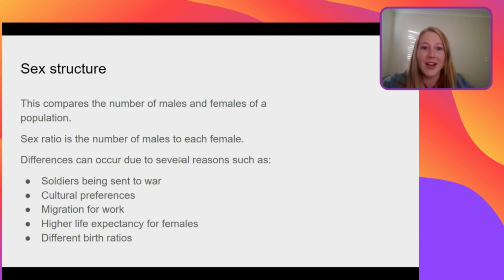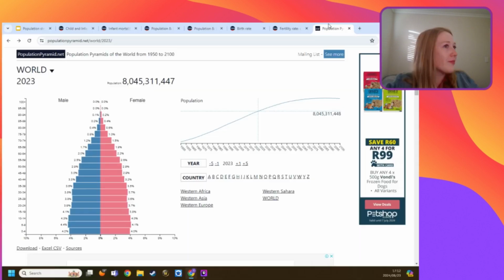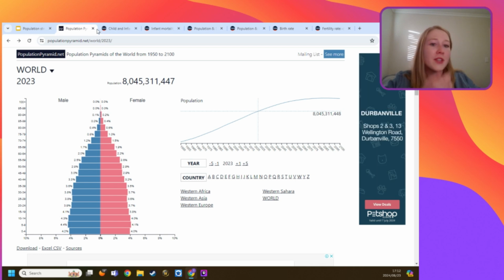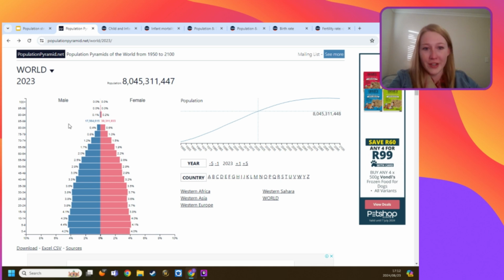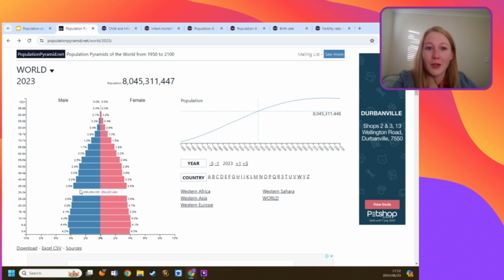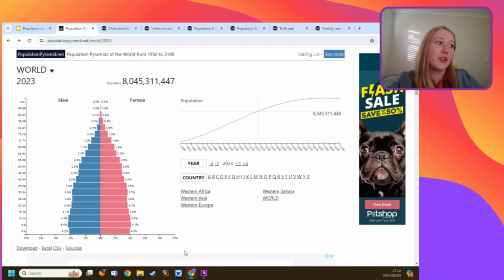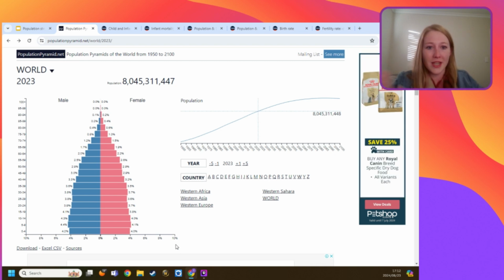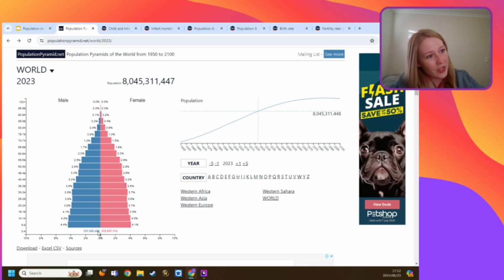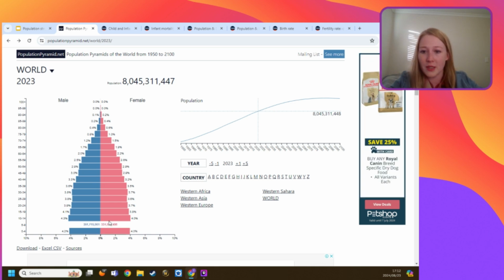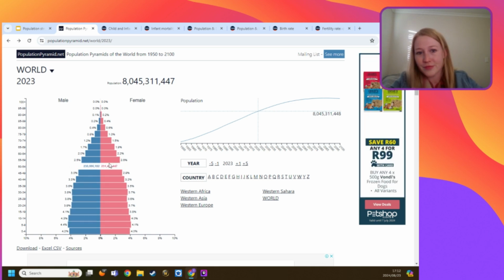But for the time being, I want to look at population pyramids. I have found this website over here, quite useful. So this is a population pyramid. A population pyramid breaks up the population using those two sets of groups, that being age and sex. So age structure, you can see each one of these little bars down here. That is an age group.